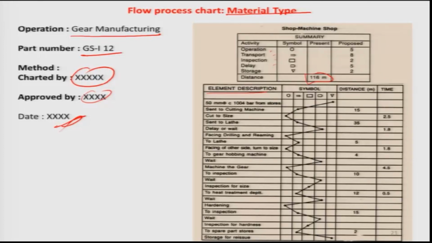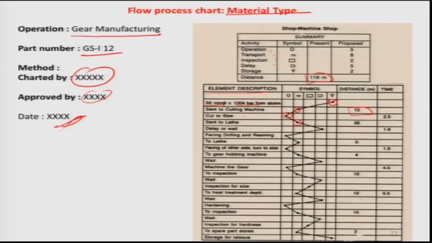manufacturing. First you have to take a bar of diameter 50 mm from the store. So this is placed somewhere, so this is storage, then sent to the cutting machine. So you will have to transport it, so there is a symbol, and here it will reach. Okay, so you will have to count the distance, which is counted as 15 meters. Again, cut to size, this is an operation. Okay, send to the lathe, again transportation.